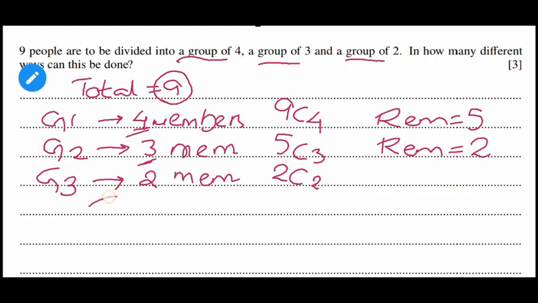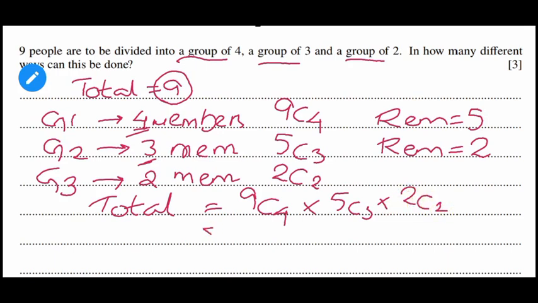Okay, so we can say the total number of selections is first group 9C4 and second group 5C3 and third group 2C2, which is equal to 9C4 is 126 into 5C3 is 10 into 2C2 is 1. So we get 1260 as result. Okay.